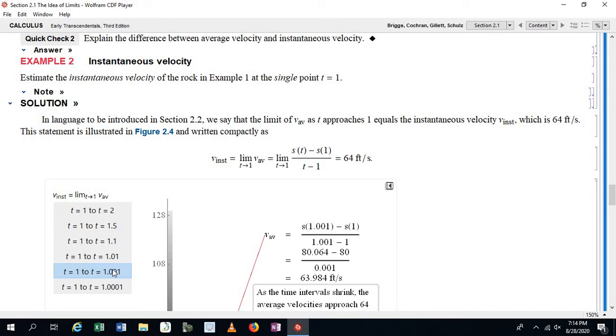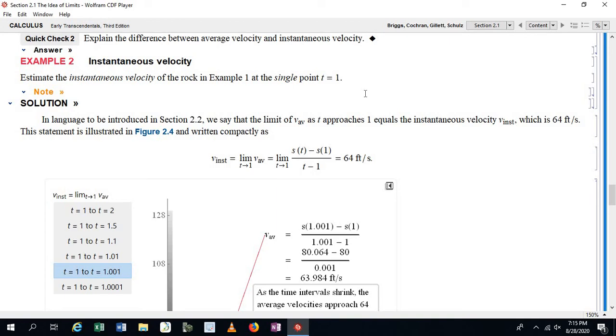Every time you do this, and you find the average velocity between these two times, you're getting an estimate for the instantaneous velocity when t is equal to 1. So the question comes up: all of these are approximations, right? They're estimates. How do we find the exact instantaneous velocity when t is equal to 1?